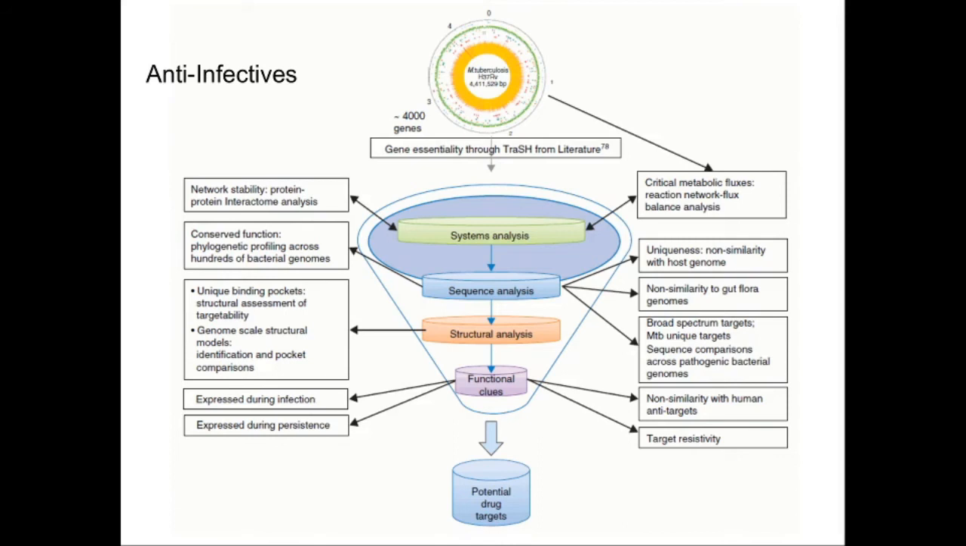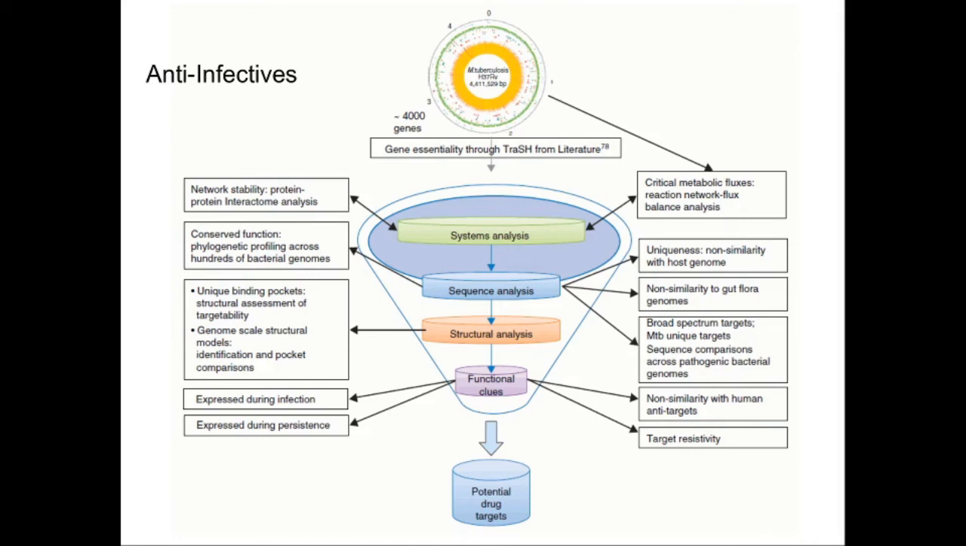We can look at conserved functions, phylogenetic profiling across hundreds of bacterial genomes. We talked before about looking at binding pockets, but we can do genome scale modelling and identification of pockets and comparison. And we can get functional clues from looking at what is expressed during infection and what is expressed during persistence. So we're going from starting with a systems analysis approach through sequence analysis, structural analysis and functional clues.